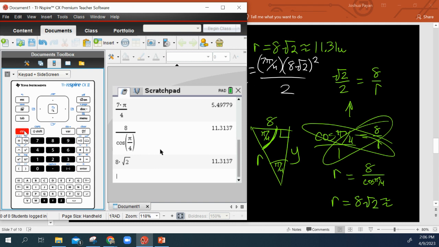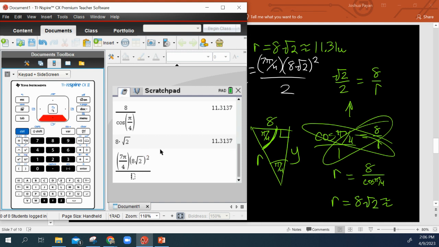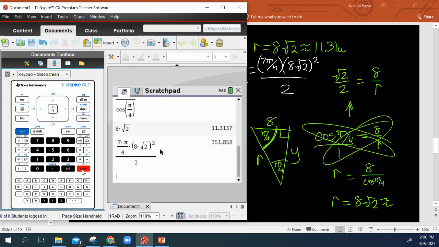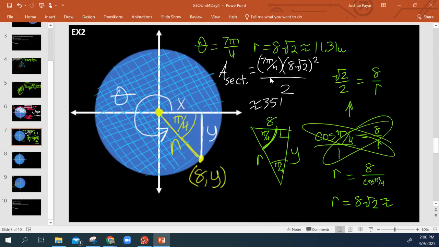So control divide. I'm going to say open parentheses, control divide again, 7 pi over 4, open parentheses again, 8 square root of 2. And again, you can copy and paste decimal estimates. Just make sure you copy and paste. Don't just type them in by hand. So we see that the area of this sector is about 351.86 units squared.